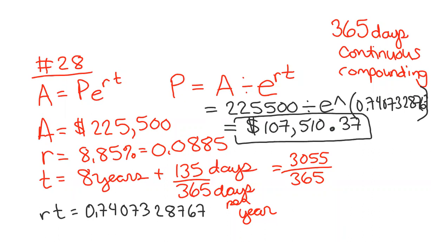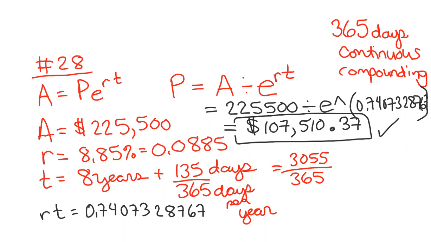So I need to deposit, right? This amount should be less than A. It is. So I need to deposit $107,510.37 in order to have 225,500 in the future. So we're just doing the opposite of what we were doing last time. Last time we were finding A, this time we're finding P.